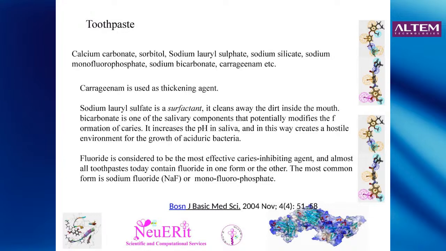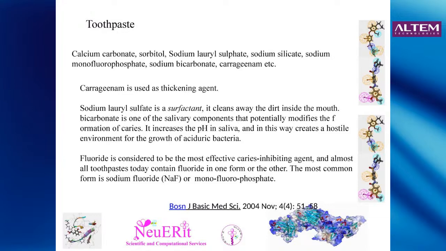Carrageenan is used as a thickening agent. Sodium lauryl sulfate is a surfactant. It cleans away the dirt inside the mouth. Bicarbonate is one of the salivary components that potentially modifies the formation of caries. It increases the pH in saliva and in this way creates a hostile environment for the growth of acidic bacteria. So sodium lauryl sulfate and bicarbonate are used so that acidic bacteria cannot grow inside the mouth.